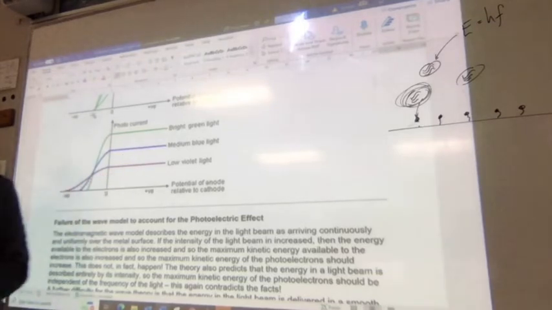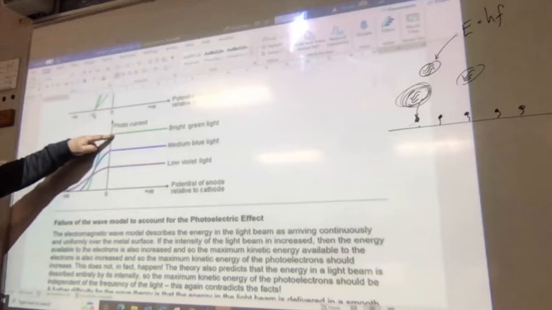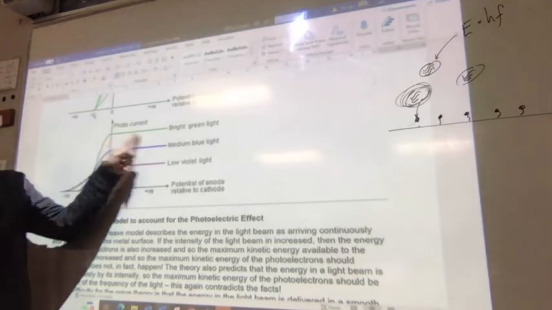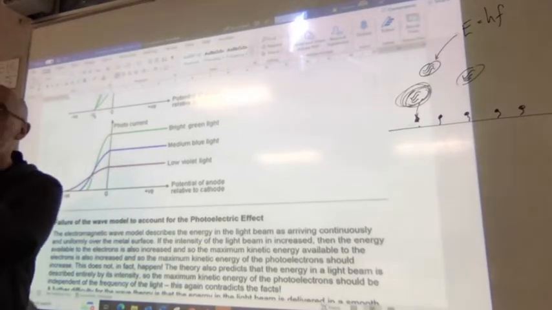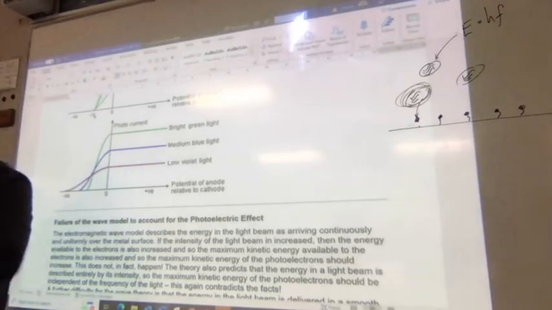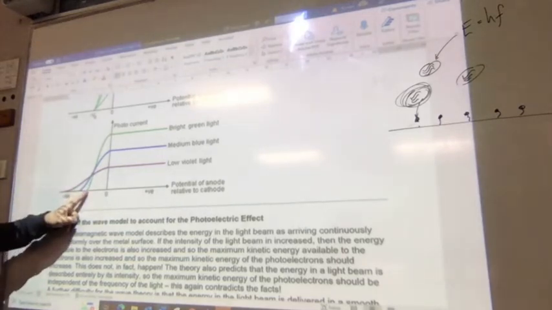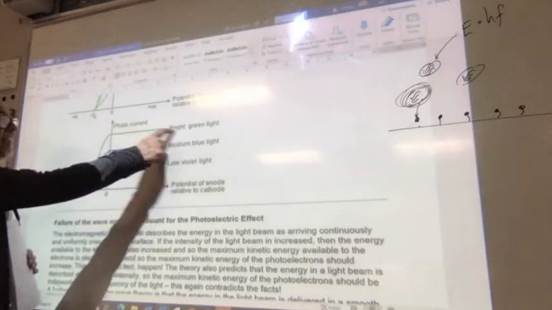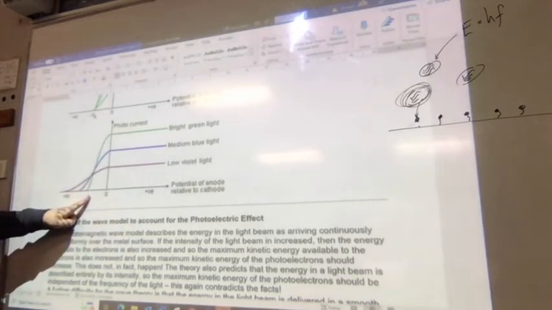Right? Now, notice, to have a really, really high photocurrent, it means that this light is really, really bright. But individually, the packets of light that are coming out of the light source actually don't have a lot of energy. So you can see it doesn't take a lot of negativity here to stop the most energetic electrons. So yeah, this is a bright green light, but individually those packets, they're not carrying heaps of energy.